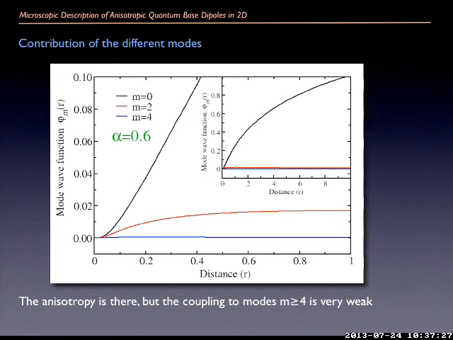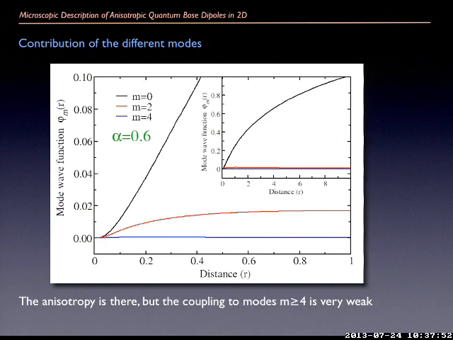And what you see here is the contribution of the 0 mode, the contribution of the m equal 2 mode, and the contribution of the m equal 4 mode. So you see that all this stuff about anisotropy is important, but in the end, you can survive with only 2 modes, because the contribution of larger modes is not that relevant.